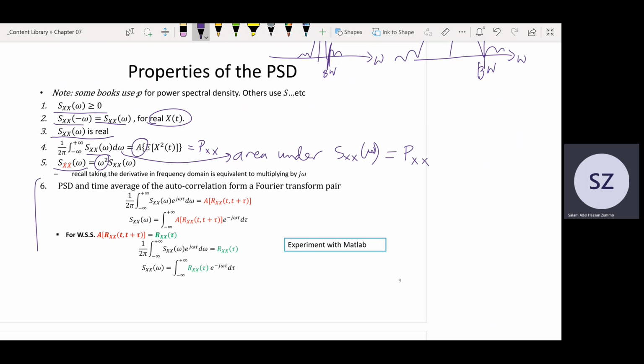Of course, we talked about this before. The relationship for wide sense stationary, the autocorrelation function and the PSD form a Fourier transform pair. For non-wide-sense stationary, the PSD and the time average of the autocorrelation function form a Fourier transform pair.